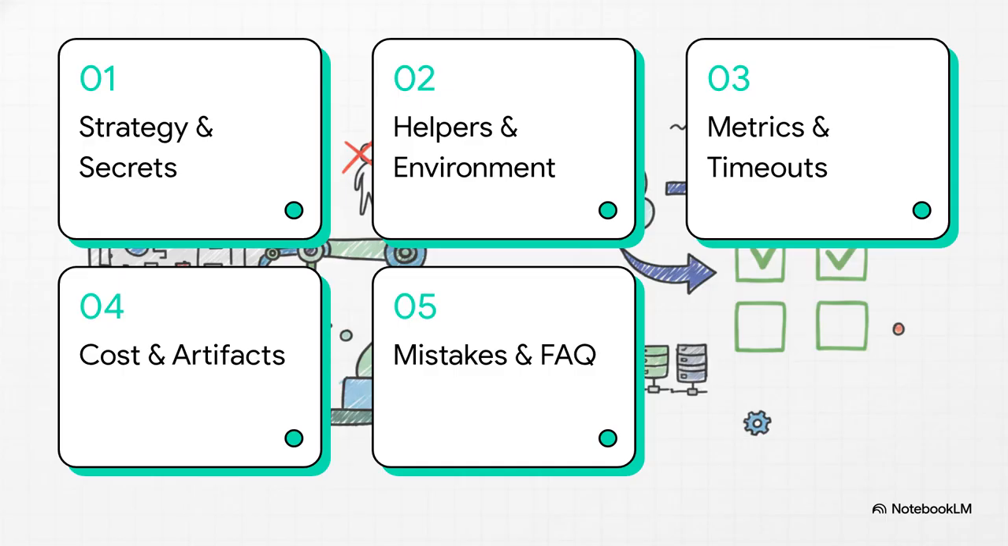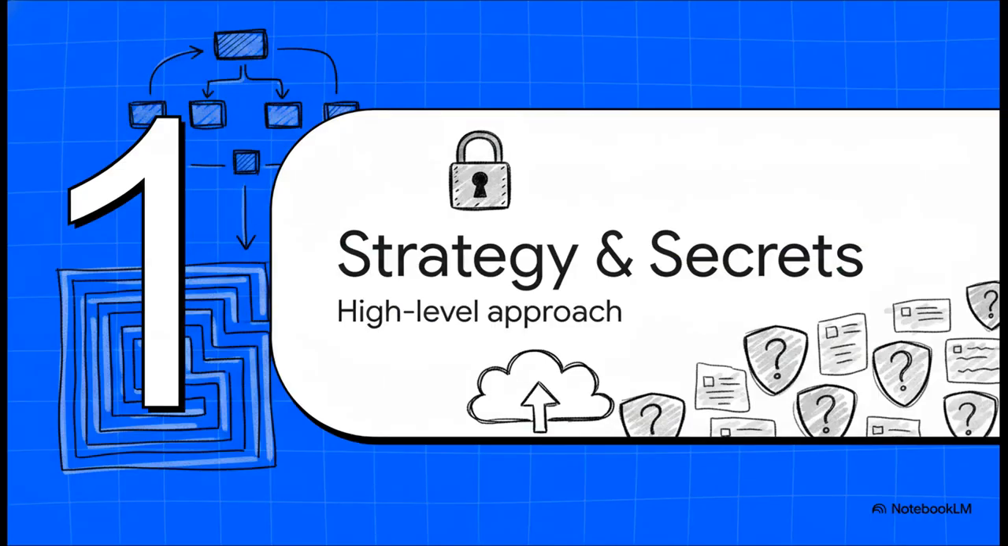We'll break it down into 5 quick phases: strategy and secrets, helpers and environment, success metrics and timeouts, cost control and artifacts, and finally, common mistakes and a quick FAQ. Let's jump right into section 1, strategy and secrets. This is all about your high-level approach.